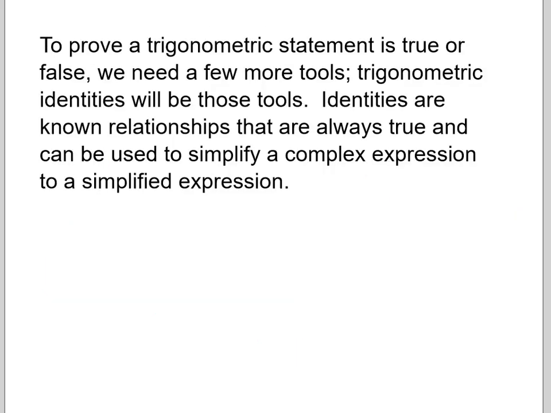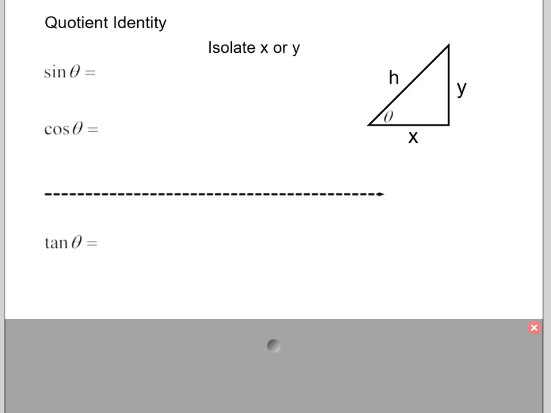All right. So to prove a trigonometric statement is true or false, we need a few more tools. We have our primary trig ratios, we have our reciprocal trig ratios, but we're going to get a few more tools involved here. Some of our problems are going to be a little bit more complex, but that's what makes it fun. So we're going to prove our first thing called an identity. And it's called a quotient identity. Quotient means some sort of division.